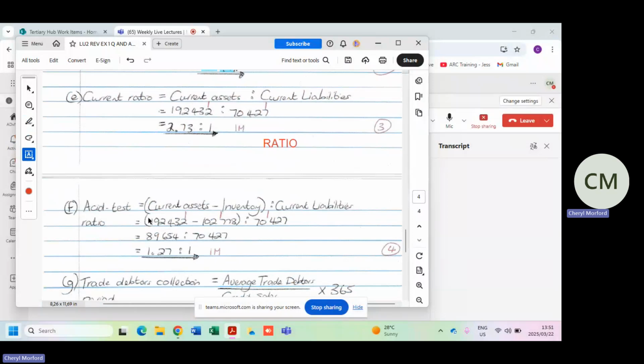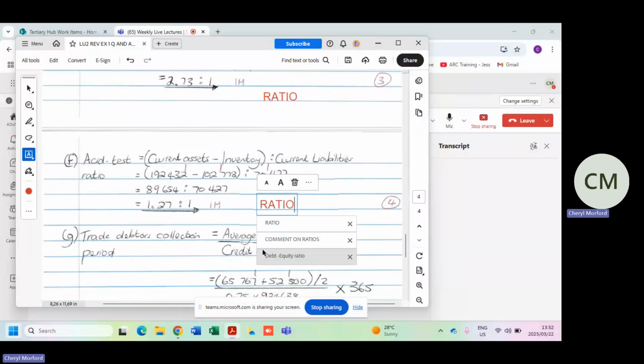So we're going to do that. Always make sure that you do write out the numbers as per the formula. So the current assets that we used above, and you must put in the value for the inventory. Subtract. And then the current liabilities is the same. Once again, we see that we have more on the current asset side than we do on the liabilities, but you see how the gap has narrowed quite a lot. The ratio now is only 1,27 is to 1. Note, of course, that it is a ratio.